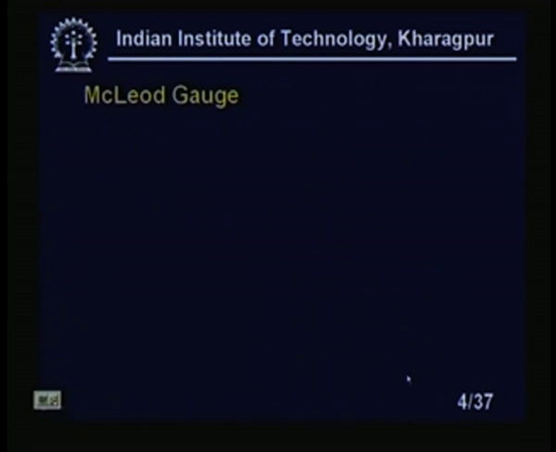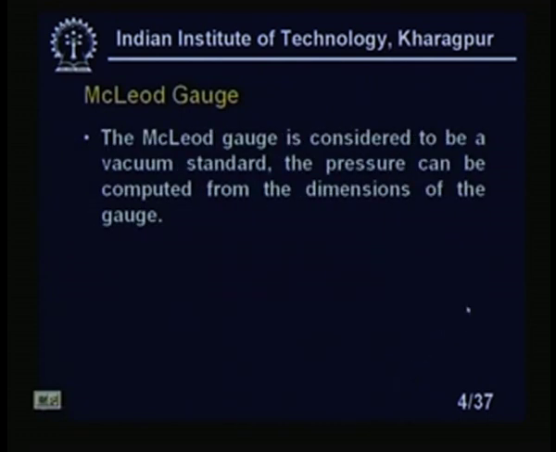Now, let us look at the McLeod gauge. The McLeod gauge is considered to be a vacuum standard. The pressure can be computed from the dimensions of the gauge. It is very important that it is independent of many parameters, so it can be used as a pressure standard.